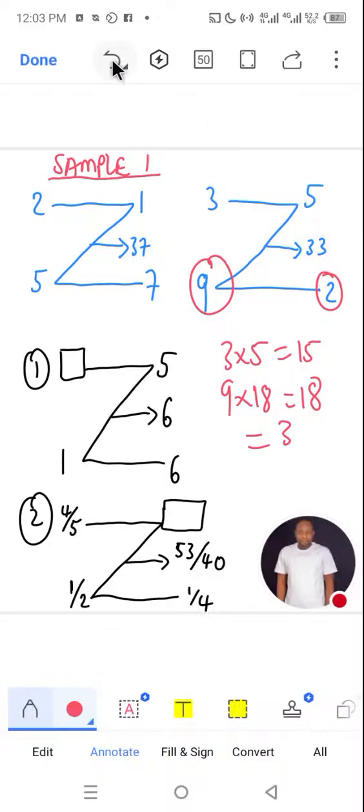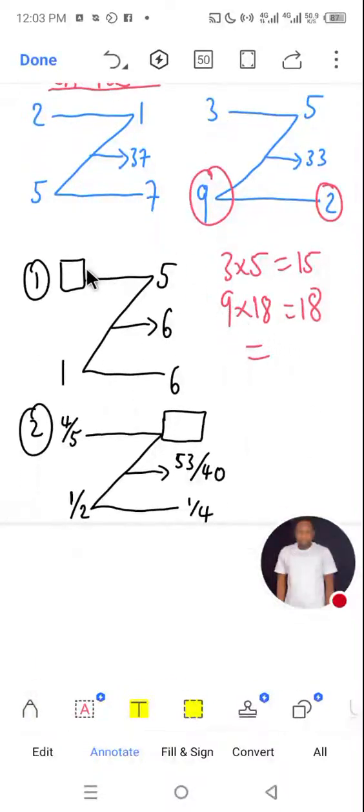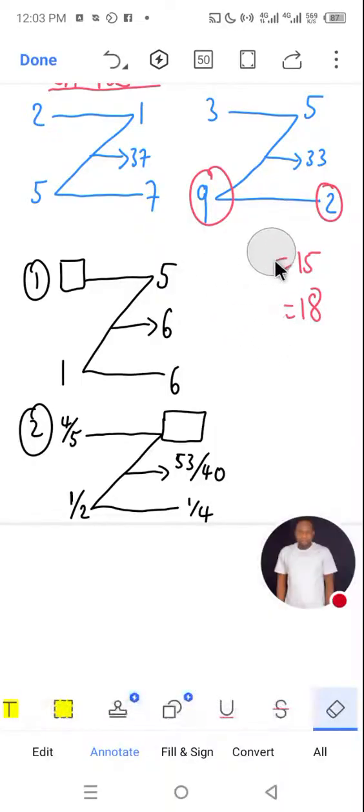Now that we have seen how to do it, can somebody answer? Let's look at the first question. Now that we know the pattern, let's use it to answer number 1. Who's giving us the answer? Number 1, somebody give us the answer.